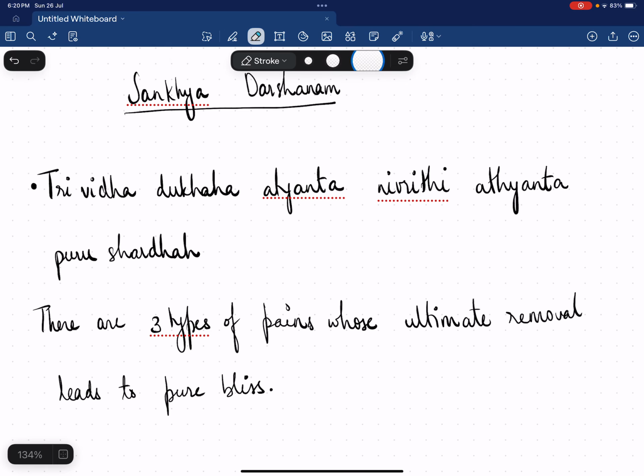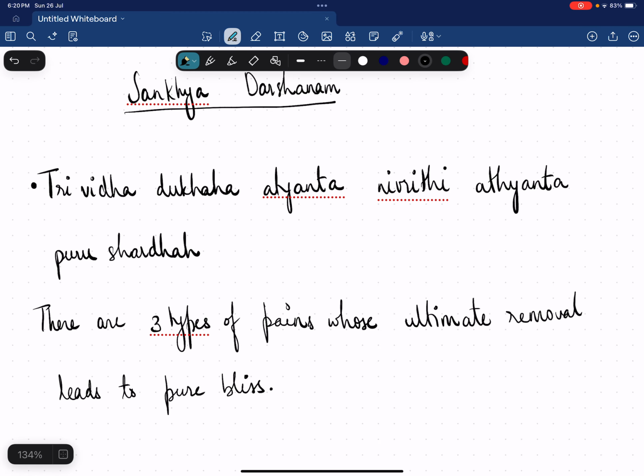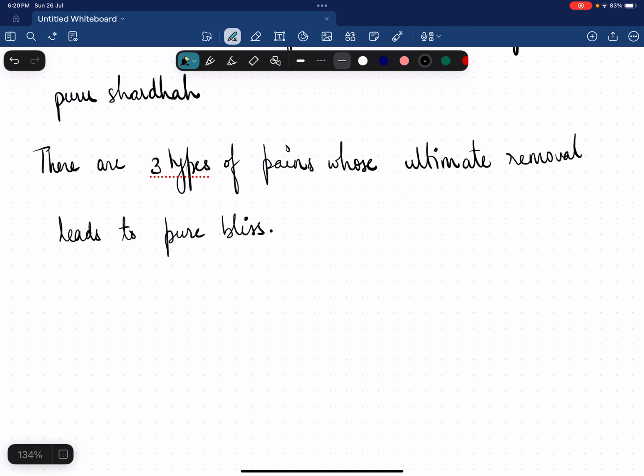Alright, so this is the first verse of the Sankhya Darshanam. Trivida Dukkaha Atyanta Nivritti Atyanta Purusharthaha. There are three types of pains whose ultimate removal leads to pure bliss. That is the English translation of the Sanskrit verse. The three types of pain.